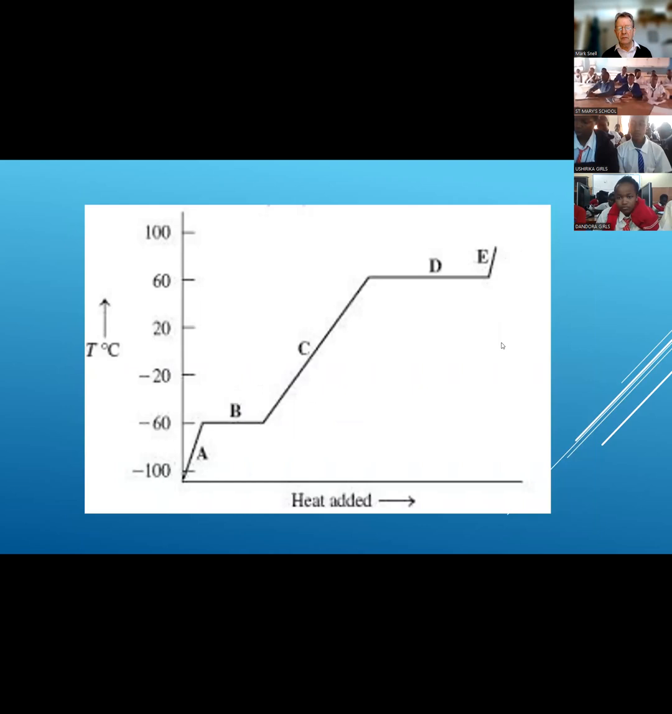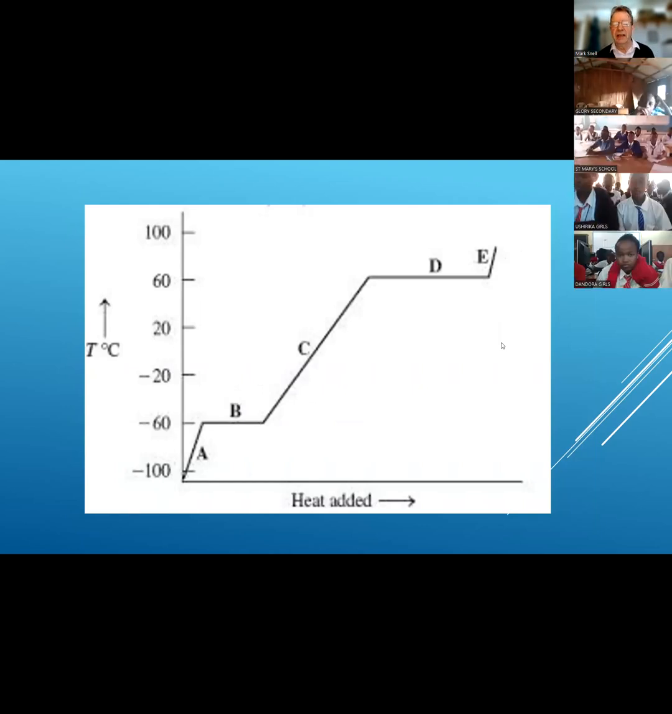Okay. The second sort of question is, what is the boiling point of this chemical? Well, this is melting, B is melting, D is boiling. So I would draw a line across here and say, well, it looks to me like it's 61 or 62 or something like that, just over 60. Okay? If they ask you for the freezing point, you go, this is the melting or freezing point, that's minus 60. Okay?